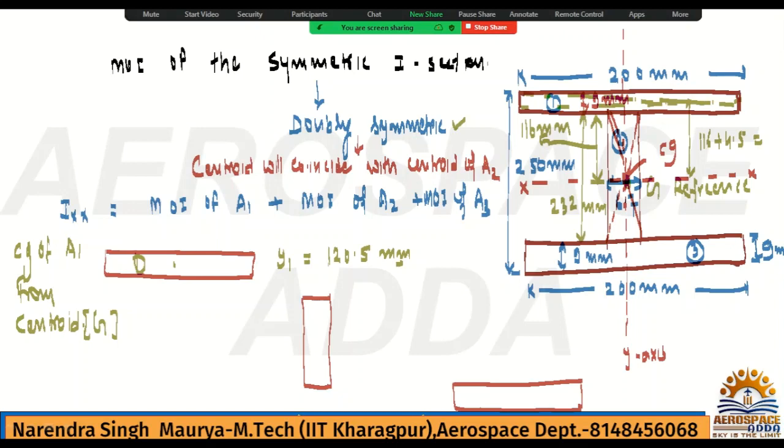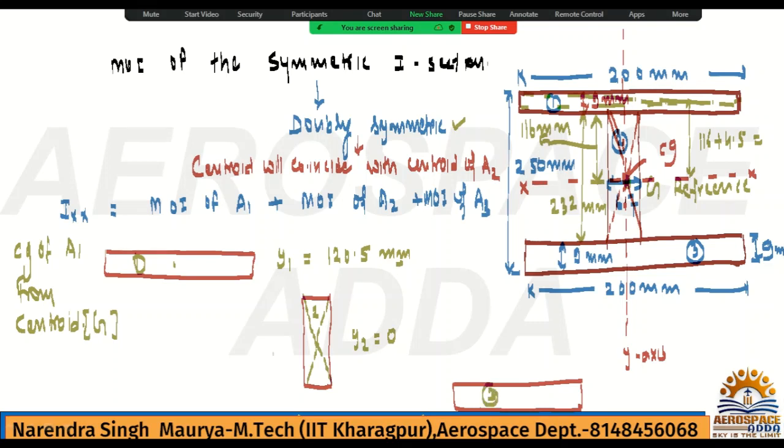Now coming to box 2. For box 2, with respect to centroid, what will be the CG location? Simple, that will be y2, and y2 will be 0 only. Why will y2 be 0? Because for box 2 itself, the CG is at the midpoint, and the centroid is also at the midpoint. So definitely y2 will be 0.